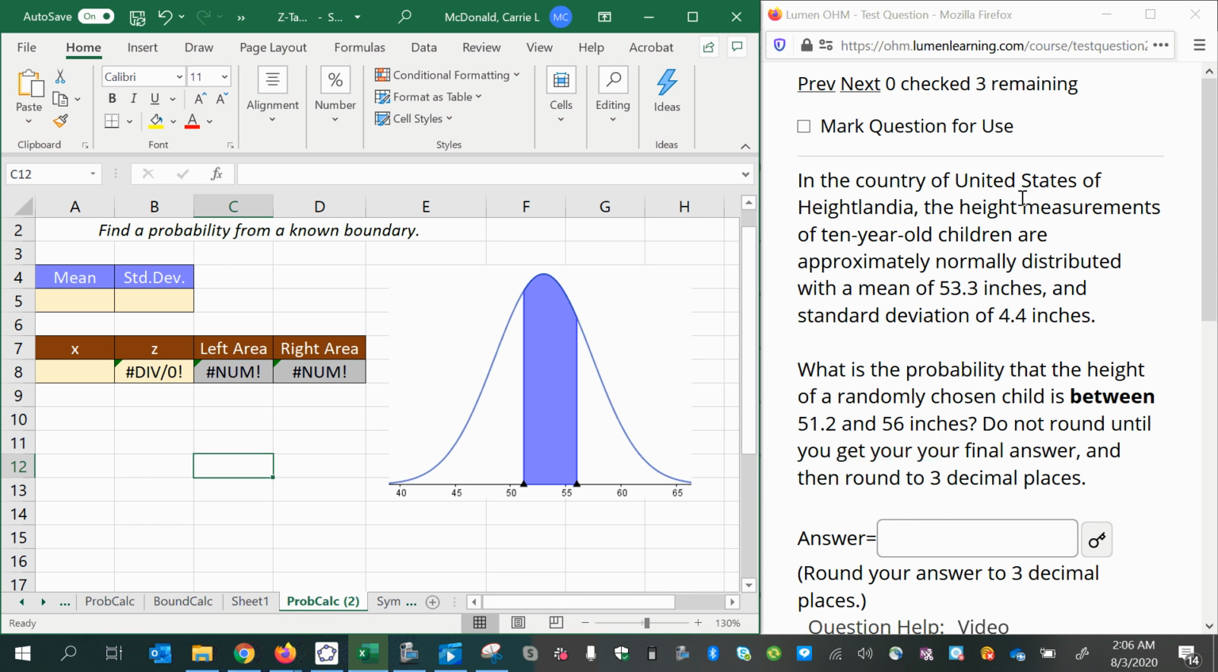In the country of United States of Heightlandia, the height measurements of 10-year-old children are approximately normally distributed, with a mean of 53.3 inches and a standard deviation of 4.4 inches. What is the probability that the height of a randomly chosen child is between 51.2 and 56 inches? Do not round until you get your final answer, and then round to 3 decimal places.